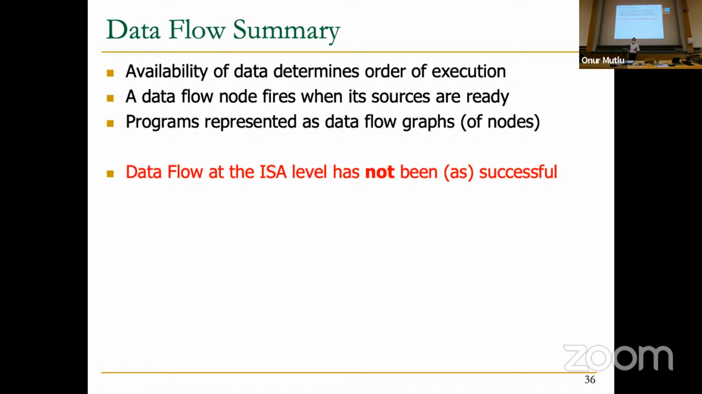People have tried very hard to come up with a data flow ISA so that programmers actually write programs in terms of data flow graphs, for example. But this requires a lot of changes to the software stack, basically. The von Neumann model was already quite popular by the time data flow ideas were actually coming about.